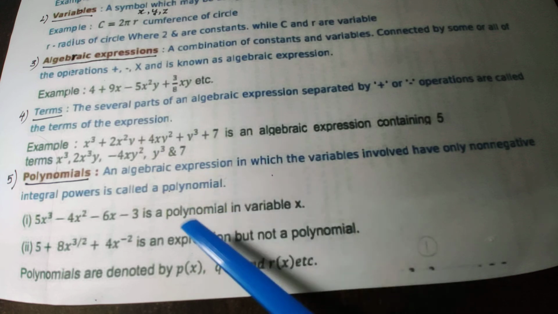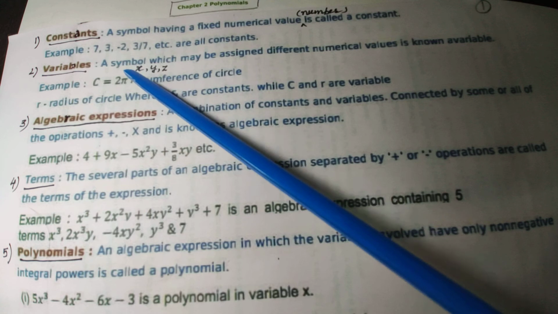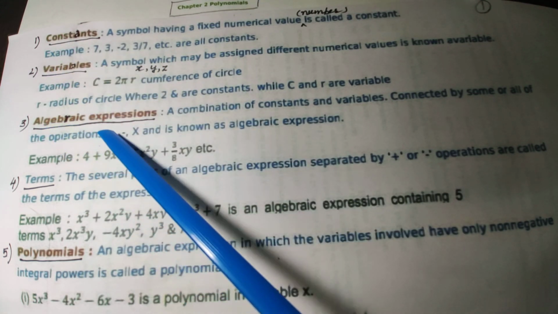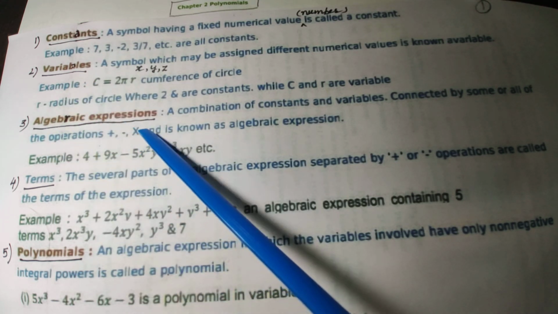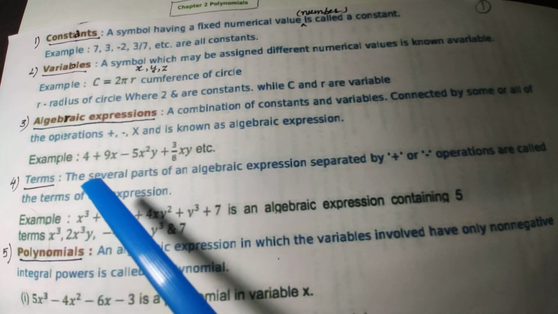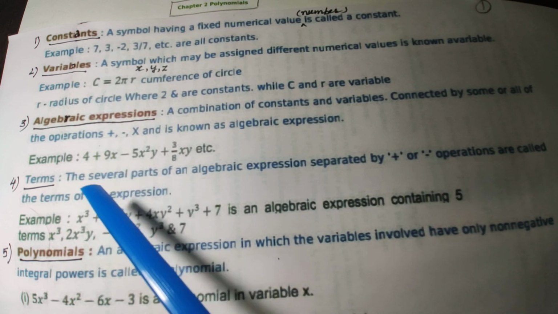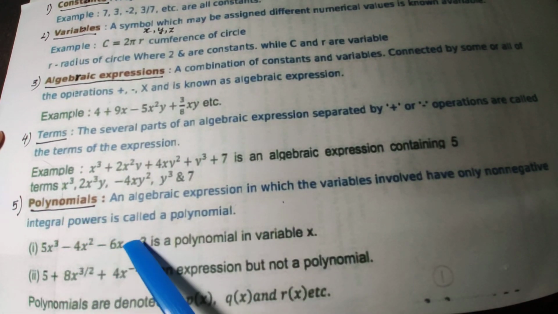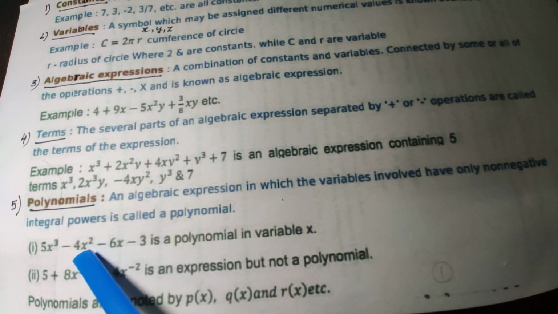So in the first lecture we have learned about all these. Constant means a number, variable means x, y, z whose values keep on varying. Third, algebraic expression means a combination of constants and variables connected by plus, minus signs, etc. Terms means the parts of an algebraic expression connecting variables and constants. And polynomials are special algebraic expressions in which the power of the variable should be a whole number. Okay.